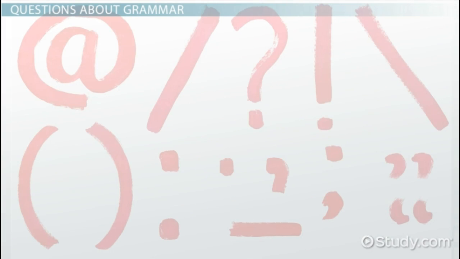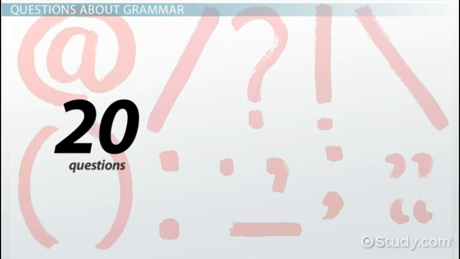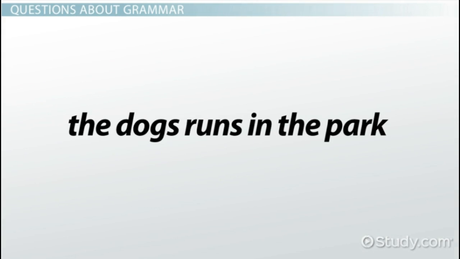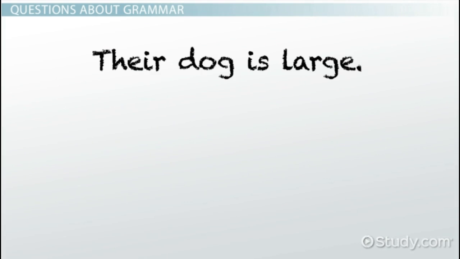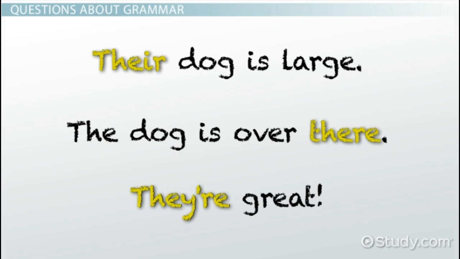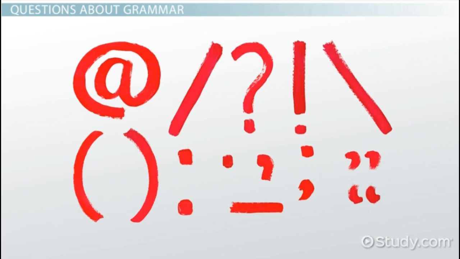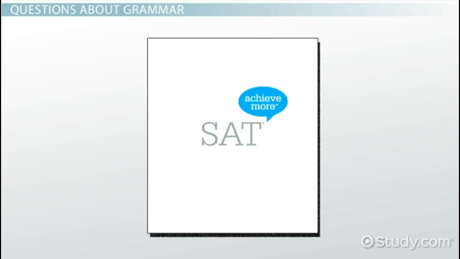Now let's dig deeper into the questions. 20 of the 44 questions on the test will focus on grammar rules. These questions test how well you know rules like matching singular subjects to singular verbs and singular pronouns to singular antecedents. For example, it's the dogs run in the park, not the dogs runs in the park. When to use there versus their versus they're. When to use a comma, a semicolon, and a period. How to use punctuation in a list. These are just examples. The actual SAT will test you on more rules than those 4, but these give you an idea of what kinds of questions you'll see.